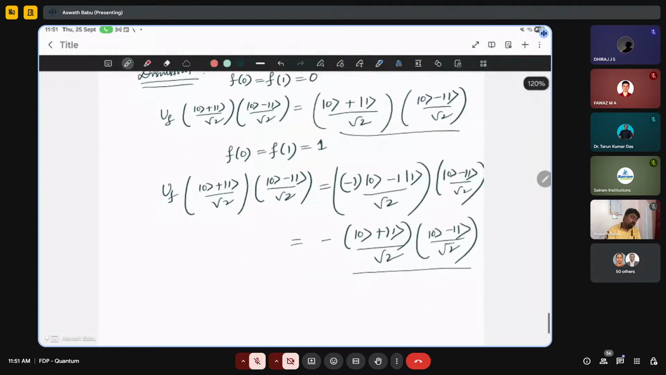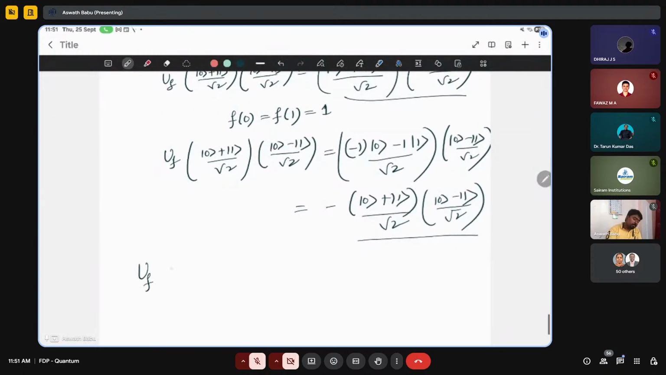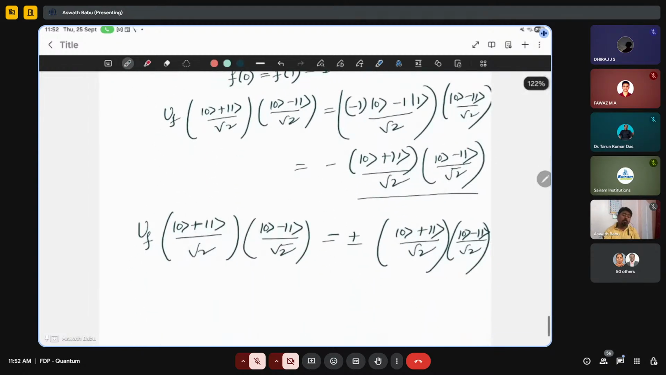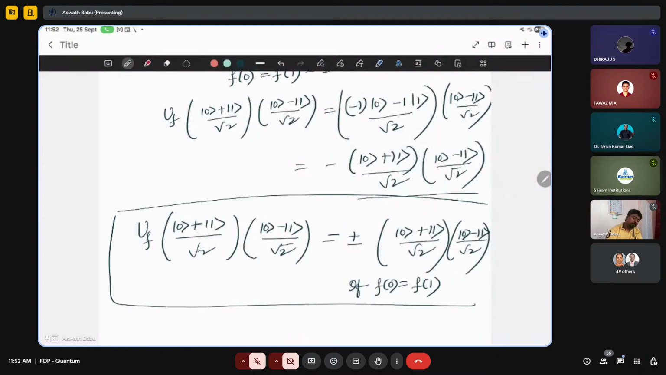So I'll generalize, or summarize this into one simple equation. The output is equal to plus or minus (|0> plus |1>)/sqrt(2), (|0> minus |1>)/sqrt(2). The plus comes when both function values are 0, and the minus comes when both function values are 1. So this is the situation if f(0) is equal to f(1).